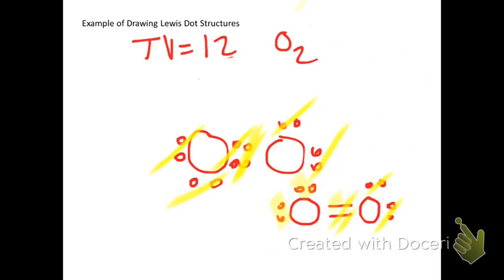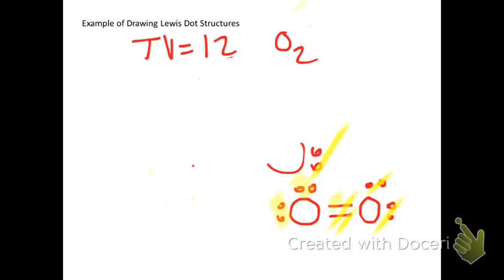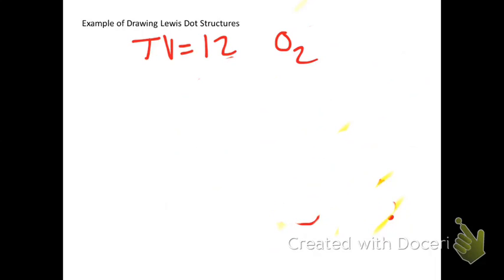everyone's happy to go. So sometimes we have to create double bonds, and if we're short of more electrons, we may have to create triple bonds. Alright, we'll show you more how to do that as we practice in class and so forth. Alright, let's see one more example.